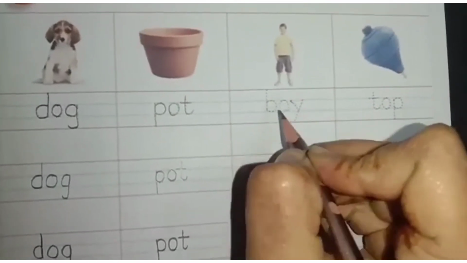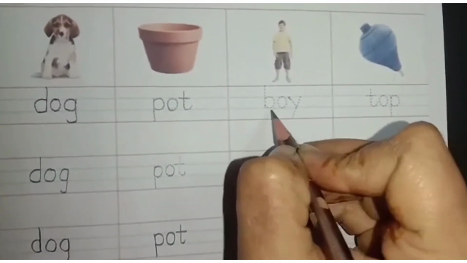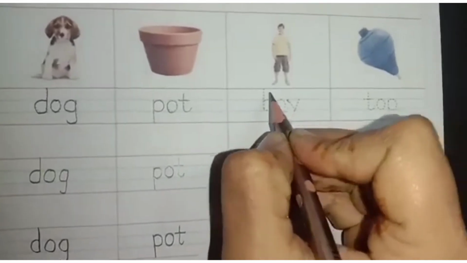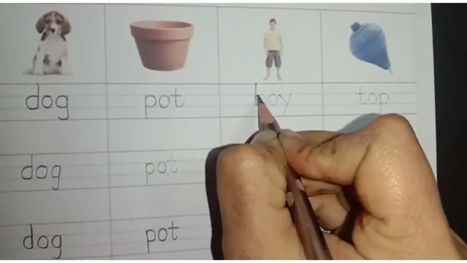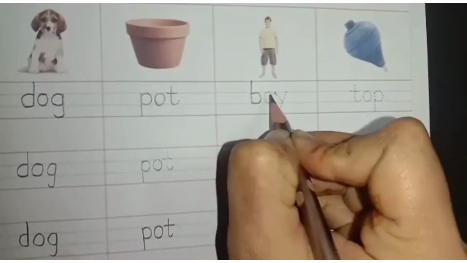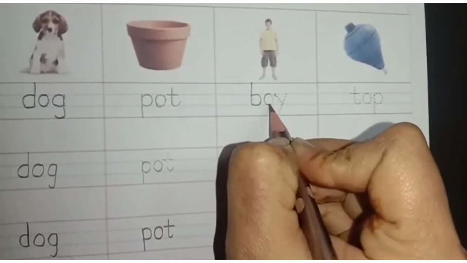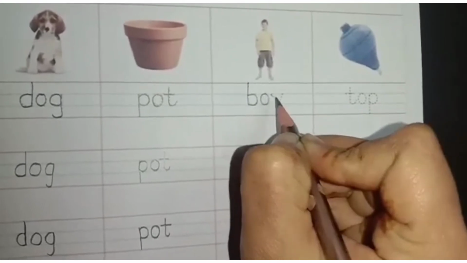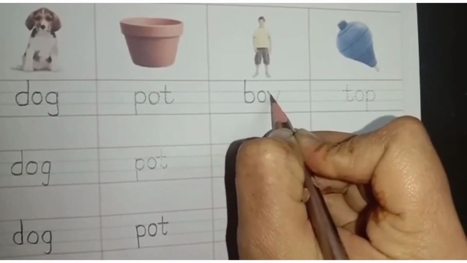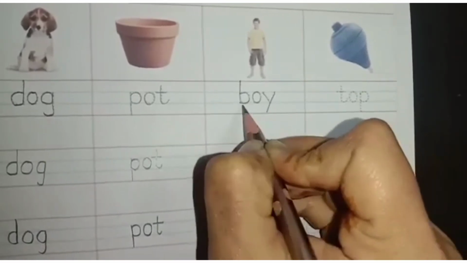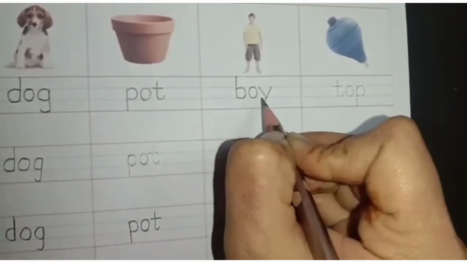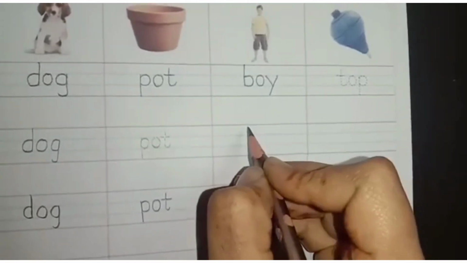What is this? This is a boy. B-O-Y, boy. So for alphabet B, make a standing line, go up, make a reverse C curve. For O, make a C curve and then reverse C curve. For Y, make a small slant line, then big slanting line. B-O-Y, boy.